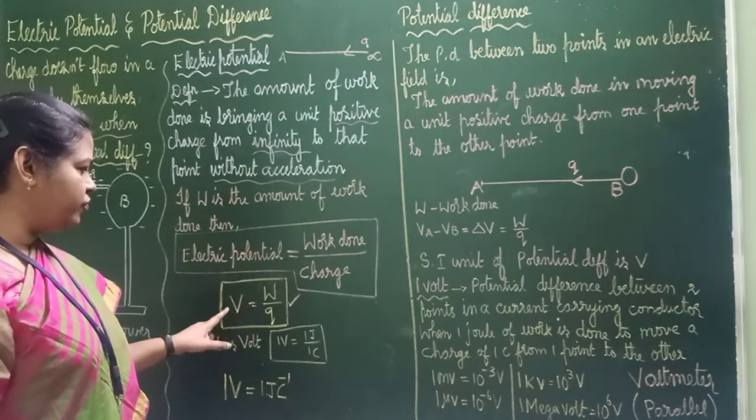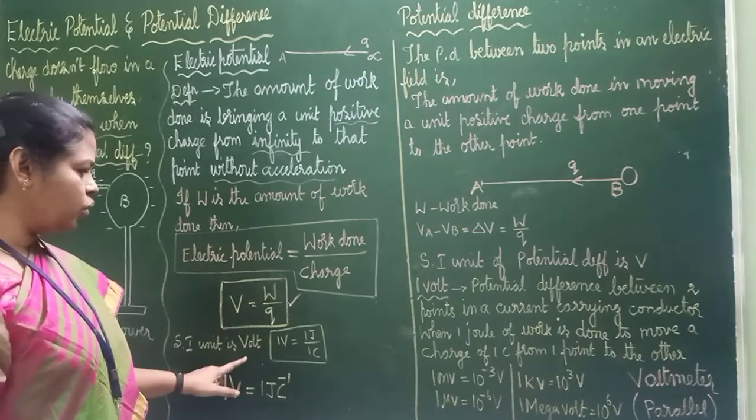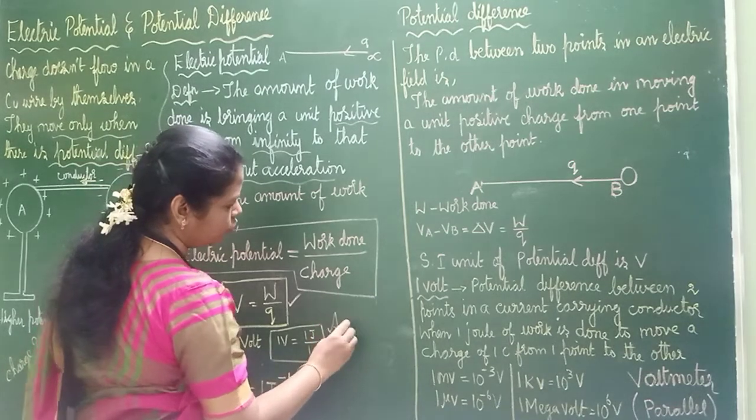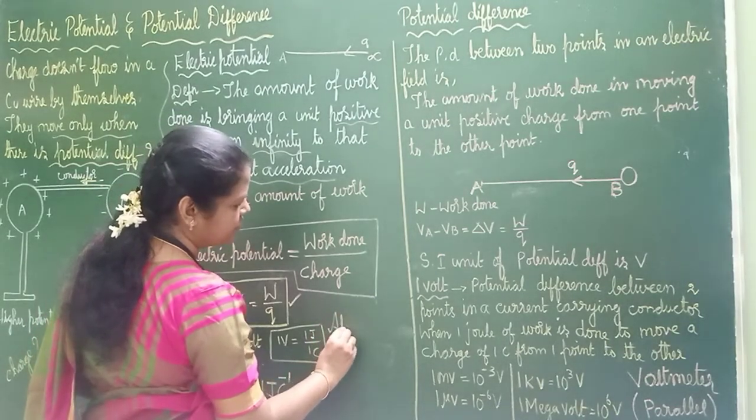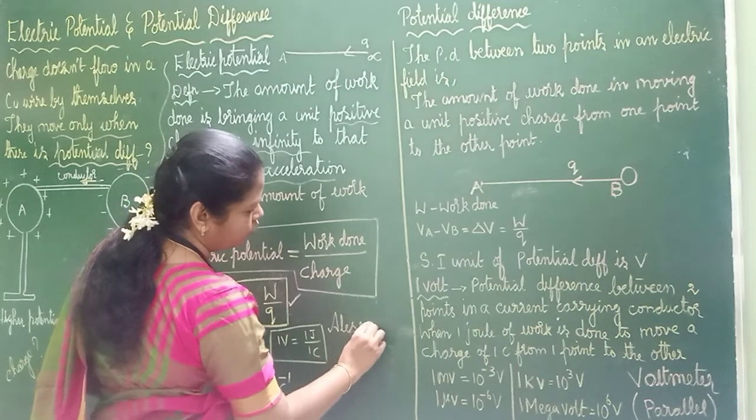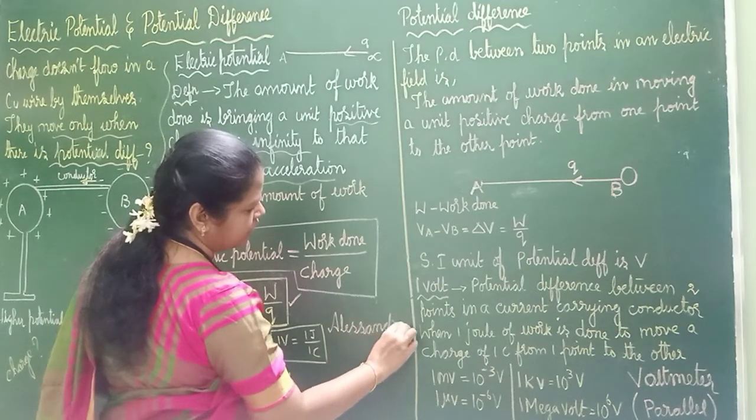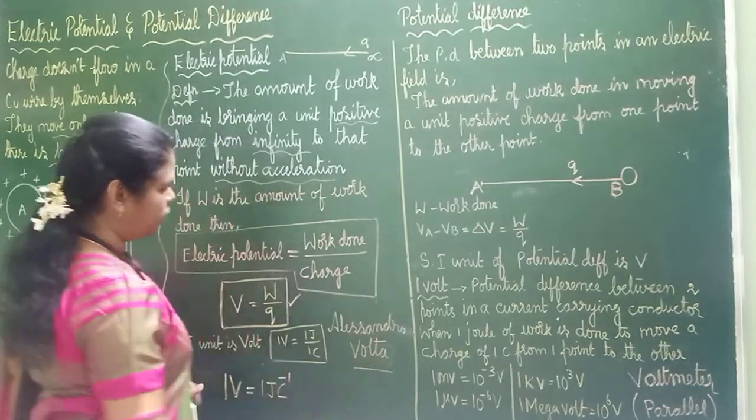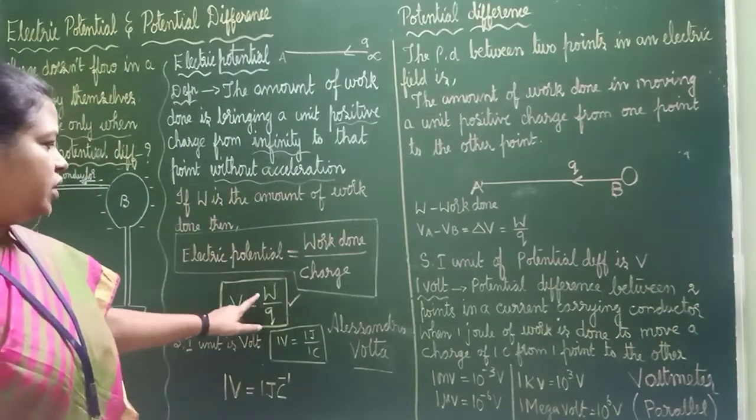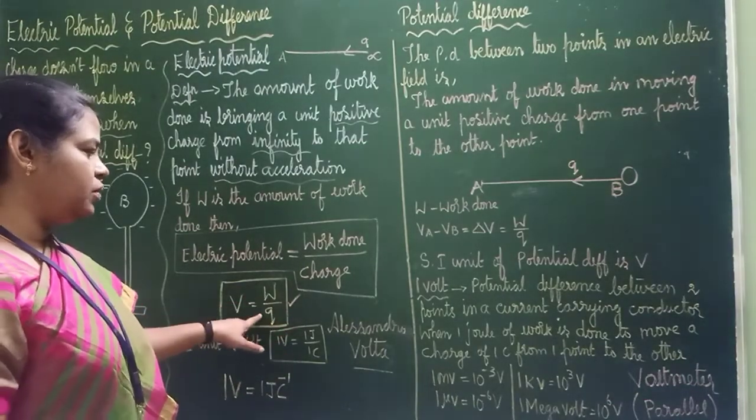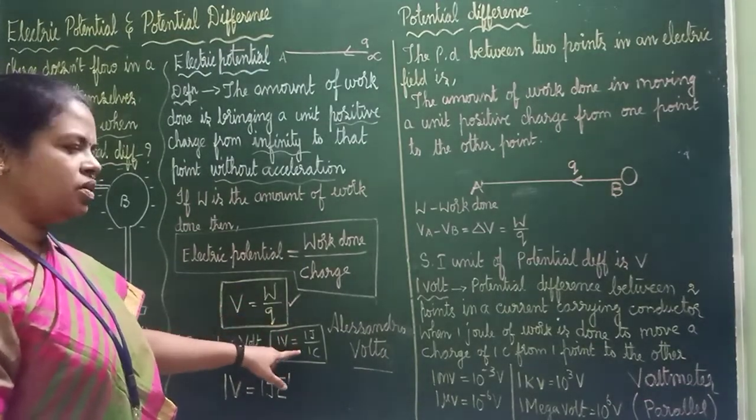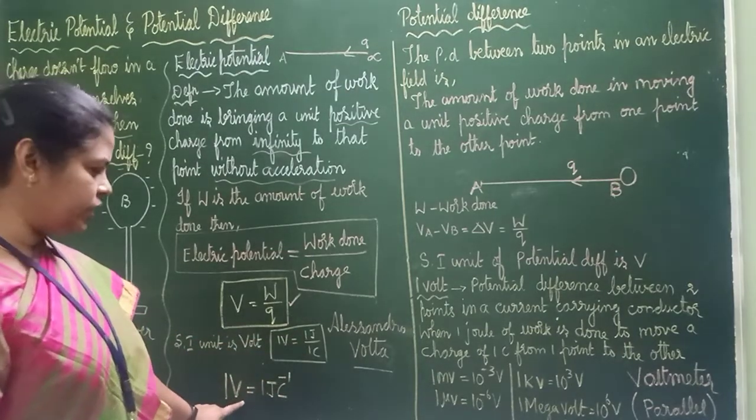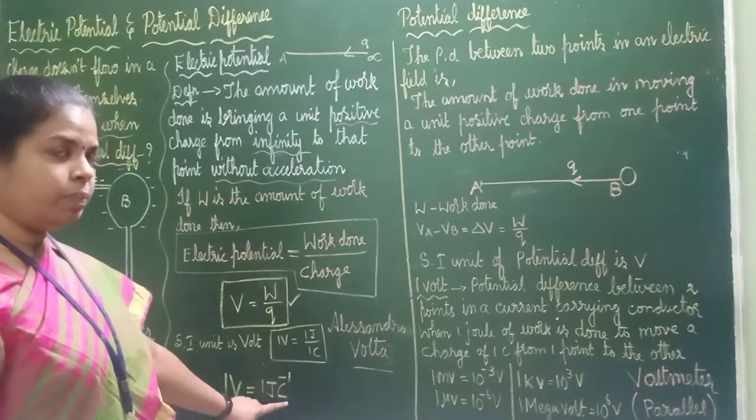SI unit of electric potential is volt. Why? It is to honor the Italian physicist Alessandro Volta. So, 1 V is equal to: SI unit of work done is joule, SI unit of charge is coulomb. So, 1 V is equal to 1 joule by 1 coulomb, or it can also be written as 1 volt is equal to 1 joule per coulomb.